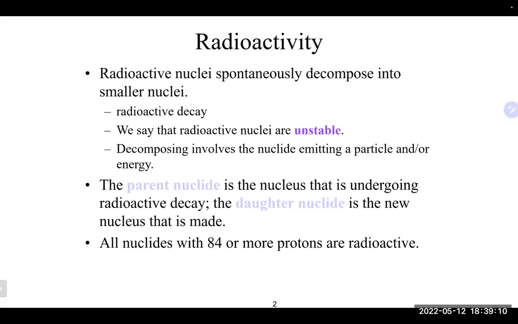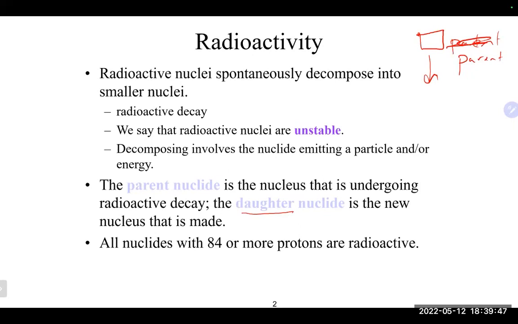Radioactive nuclei spontaneously decompose into smaller nuclei. That is basically radioactive decay. If something does go through that, obviously it is unstable. Typically, wherever it starts from, if it does decay, the original nucleus is sometimes referred to as the parent. And the one that is formed as a result of that decay process is what is referred to as the daughter nuclei. Nuclei is like the nucleus we talk about.